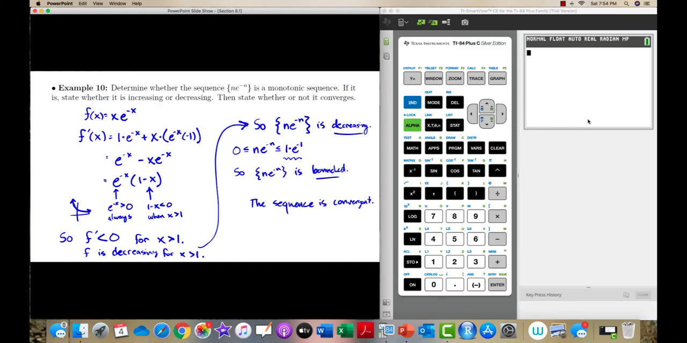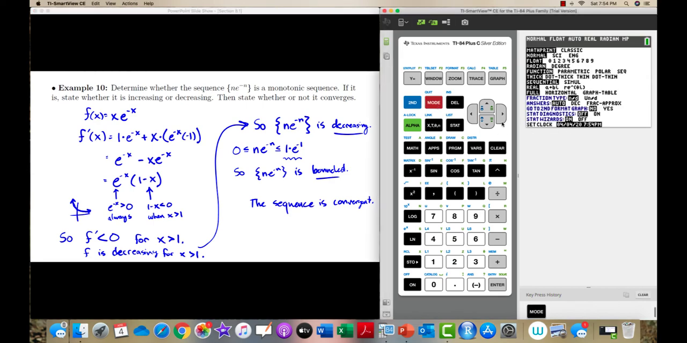Now, I did want to take a couple of moments before concluding this lesson just to talk about how you can use technology to help you out when it comes to sequences. So in your calculators, if you go to mode, then you can go to what's called sequence mode. It's down here where you see function. In previous classes, you've changed to parametric, you've changed to polar, but actually this last one, sequence, is what we're going to use here.